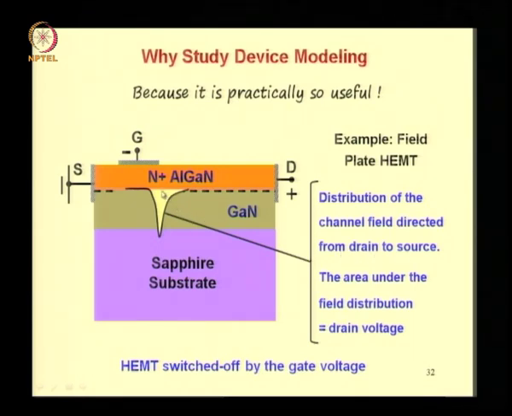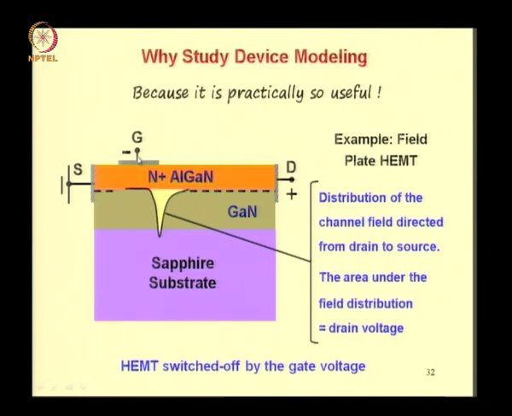So you know that the electric field can have a vertical direction and also it can be horizontal, because you are applying a voltage in this direction because of the gate, and you are also applying a voltage from this contact to this contact. So there is a field in this direction as well as vertical direction, horizontal and vertical. And so the relevant component of the field here is the field in the horizontal direction. Area under this horizontal component of the electric field gives you the drain voltage.